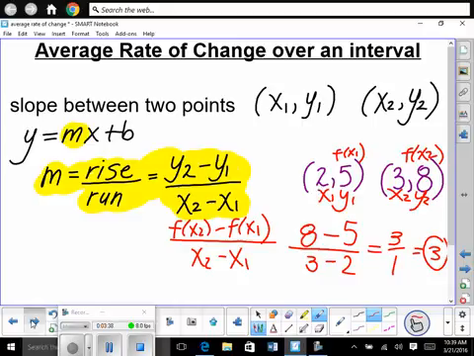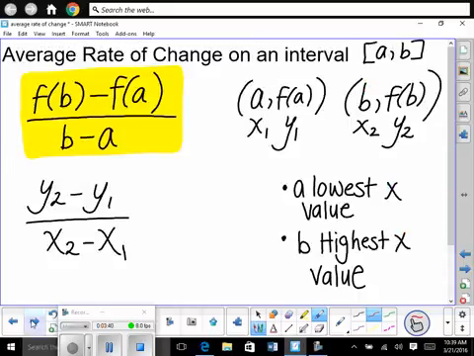So here it is. Here's the formula: f of b minus f of a all over b minus a. Okay, so we're going to be finding the average rate of change on an interval from a to b. Now understand, this interval from a to b is really two x values. This is my x1, and this is my x2. So we're looking at an interval. What's the average rate of change?